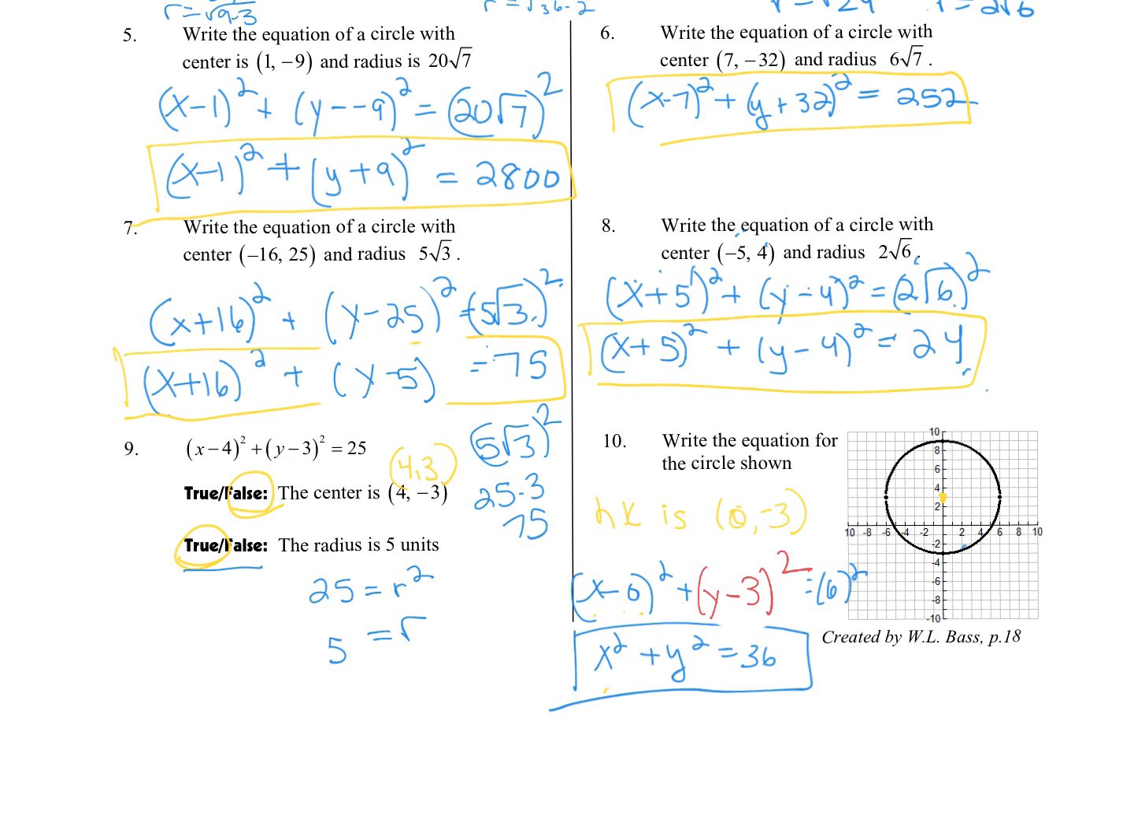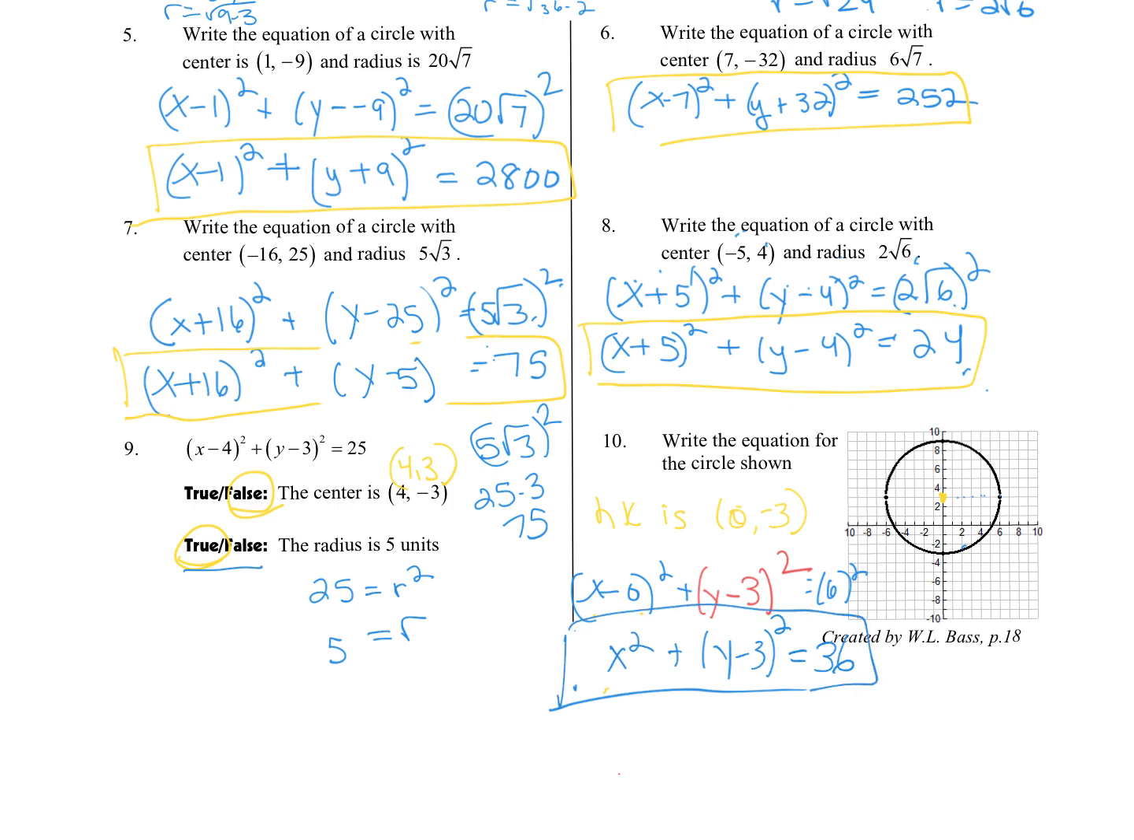And so when we look at this, this is going to give us x squared plus y minus 3 squared, and then when we count over, that's 1, 2, 3, 4, 5, 6 in any direction, and that's going to be 36, and that's going to be the equation.